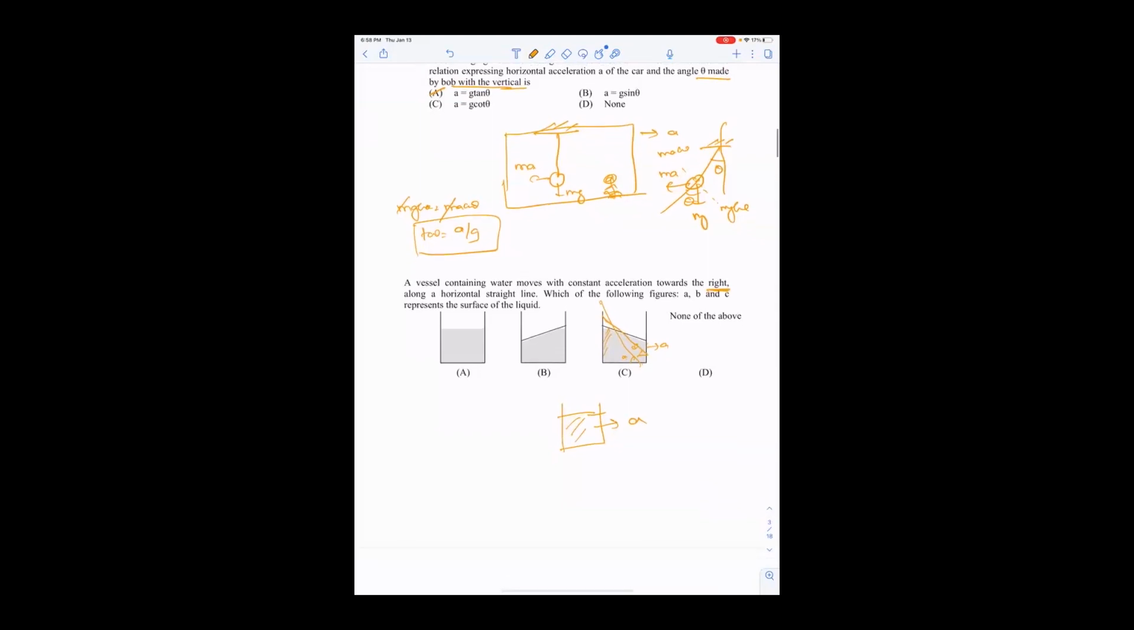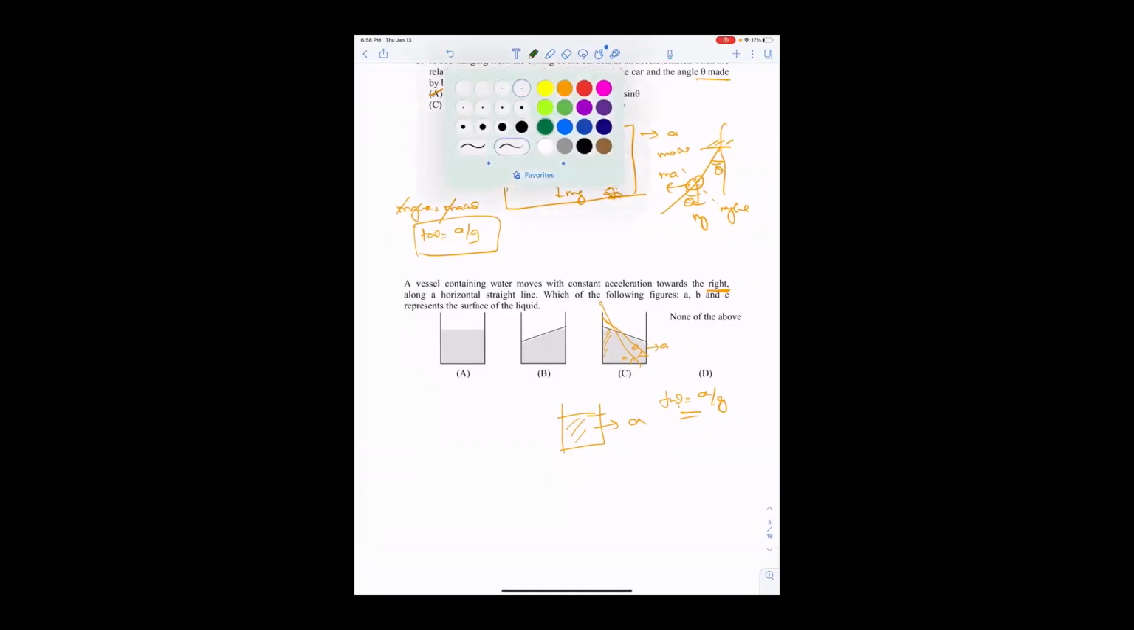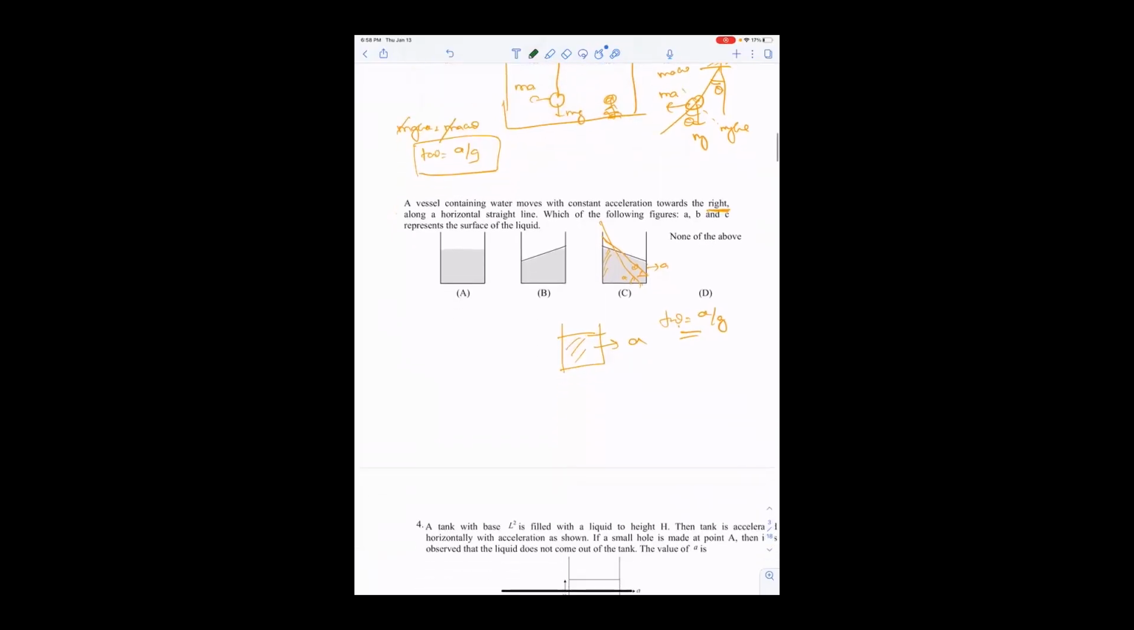So here also, if they ask you what is theta, tan theta is equal to A by G. But here it is with the vertical, here it is with the horizontal. So be very clear about that. If A is 0, theta is 0. In this case, if A is 0, theta is 0. Here also A is 0, theta is 0. That is how we should cross-check whether what we did is right or wrong. Clear? Hope you understood this.